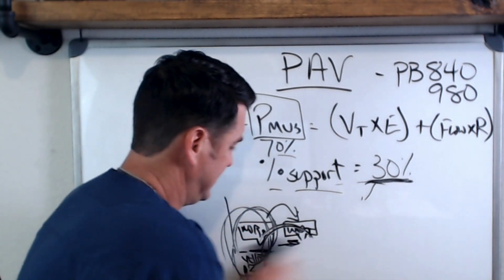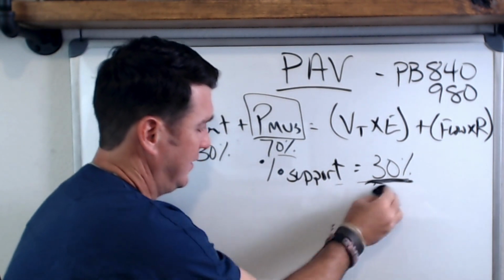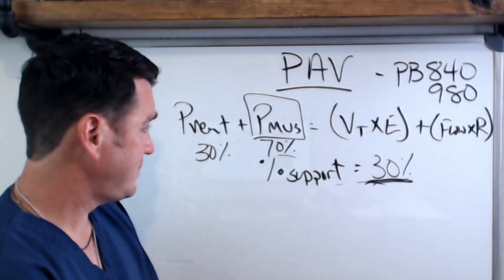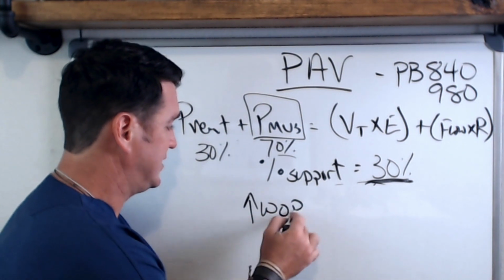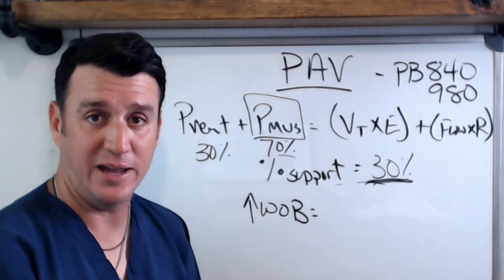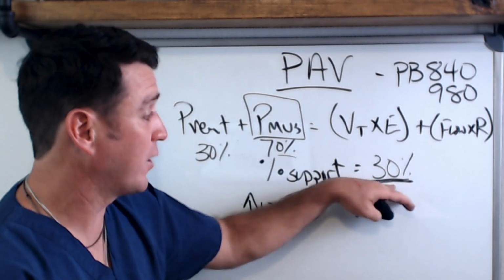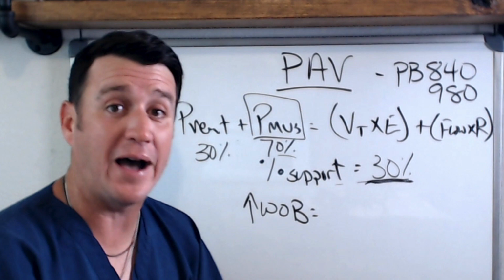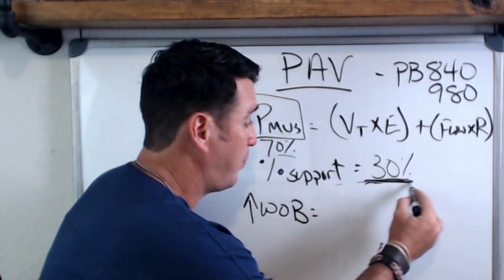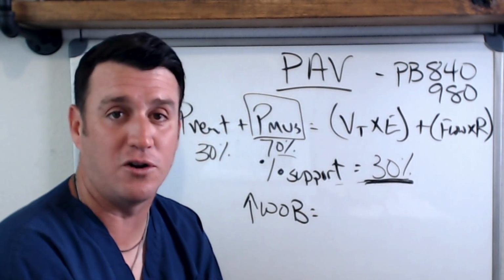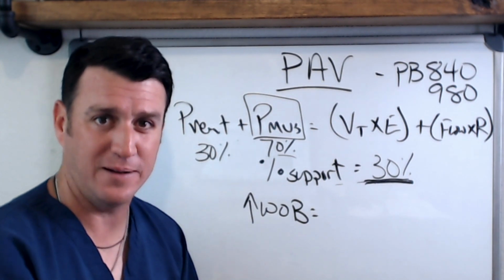Now, let's look at it like this. That's kind of how the graphics work on it. Let's talk about this for just a second. If your patient experiences an increased work of breathing, okay, then the ventilator will accommodate also for an increased work of breathing. It will provide more support to that patient. But it still is proportional in the sense that it's still only providing 30% of that increased work of breathing. Okay? Does that make sense?